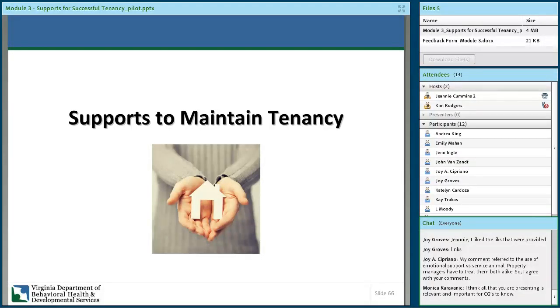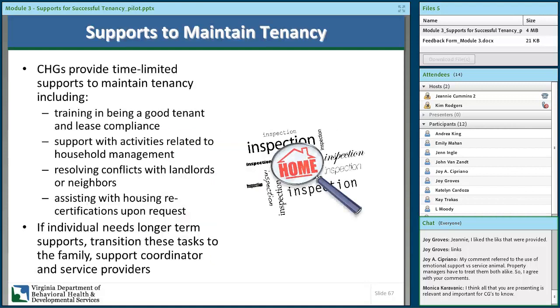All right, this last section of the module will discuss the supports that community housing guides provide to help individuals maintain their tenancy. Community housing guides can provide time-limited supports to maintain tenancy during the service authorization period, including training in being a good tenant and lease compliance, support with activities related to household management, resolving conflicts with landlords and neighbors, and assisting with housing recertifications upon request. We'll look at each of these in more detail.